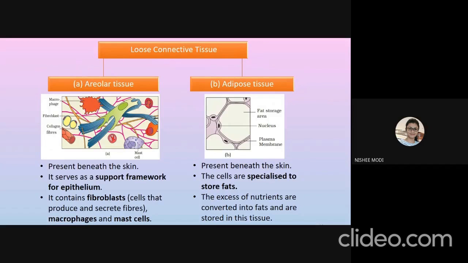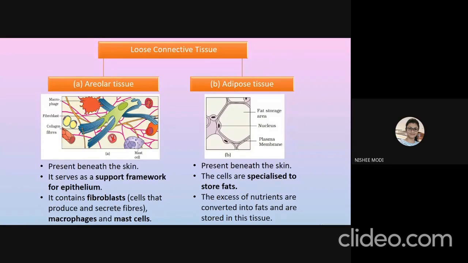So in loose connective tissue, first areolar tissue. In the image you can see the collagen fibers. The fibroblast makes these small fibers. It can be collagen or elastin. Both areolar tissue and adipose tissue are present below the skin. Areolar tissue serves as a support framework for epithelium. It contains fibroblasts, which produce and secrete fibers, as well as macrophages and mast cells. Macrophages and mast cells provide defense against pathogens or any infection.